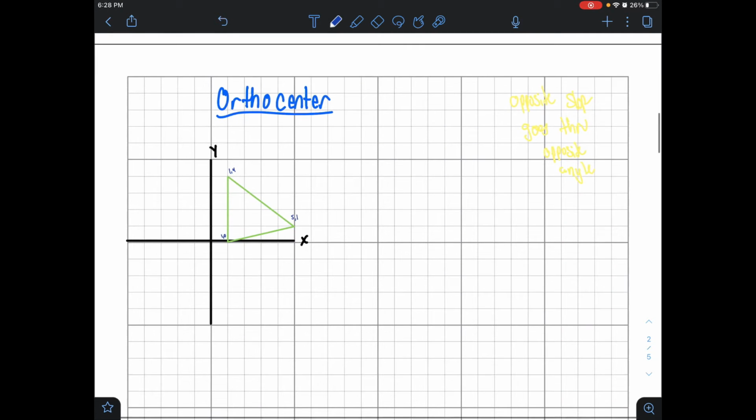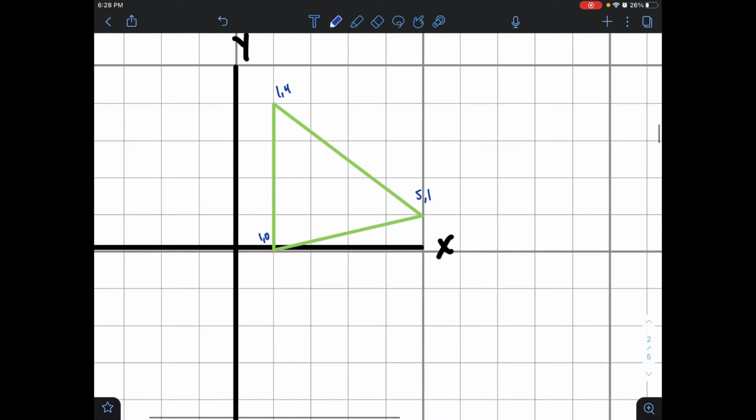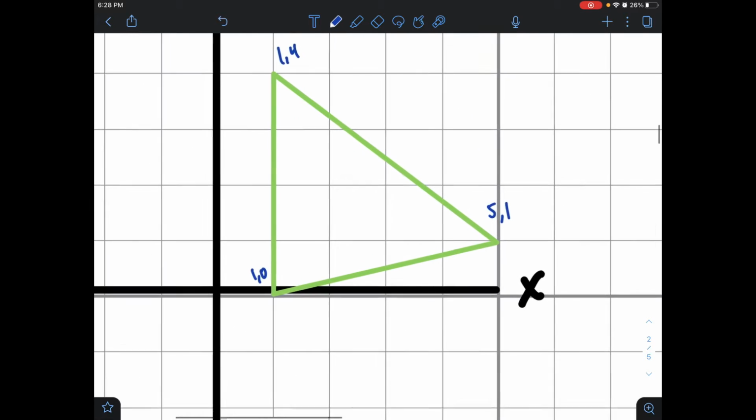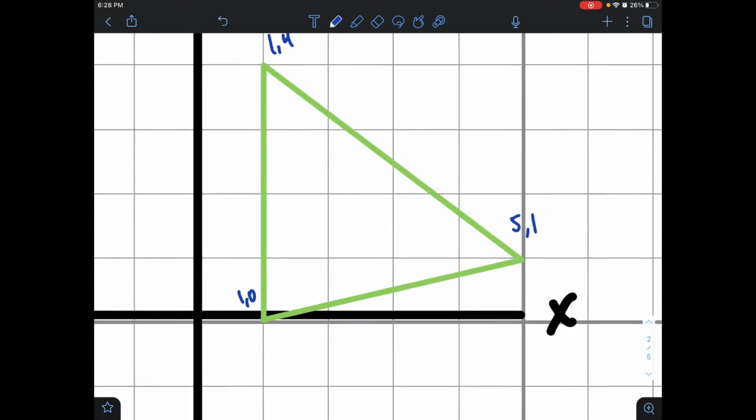Today I'm going to be teaching you how to find the orthocenter of any triangle. This one is not that hard if you just follow a pattern every time. So this is the example triangle I'm using.